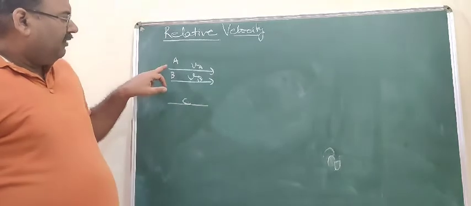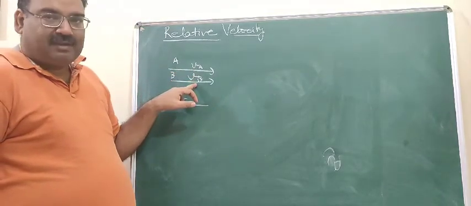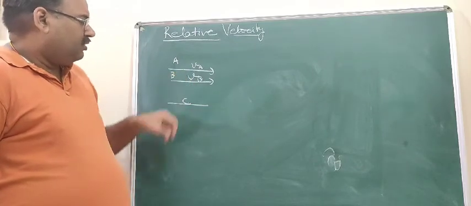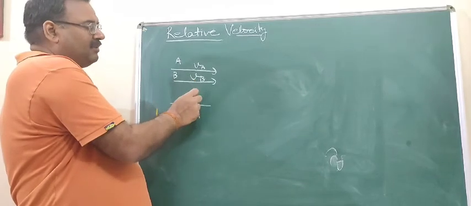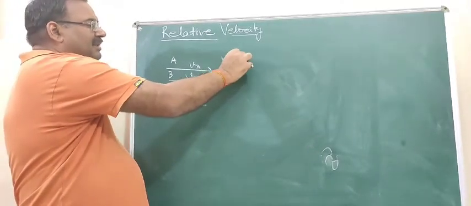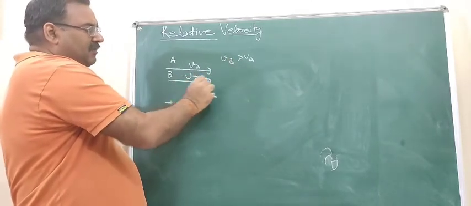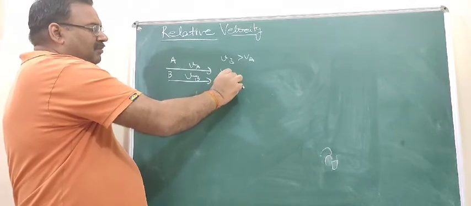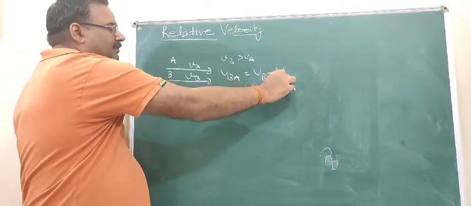So here we have two objects that are moving with velocities va and vb, and suppose person A is looking at person B. If they are moving in the same direction and vb is greater than va, then the speed with which B will appear to move is vb minus va.